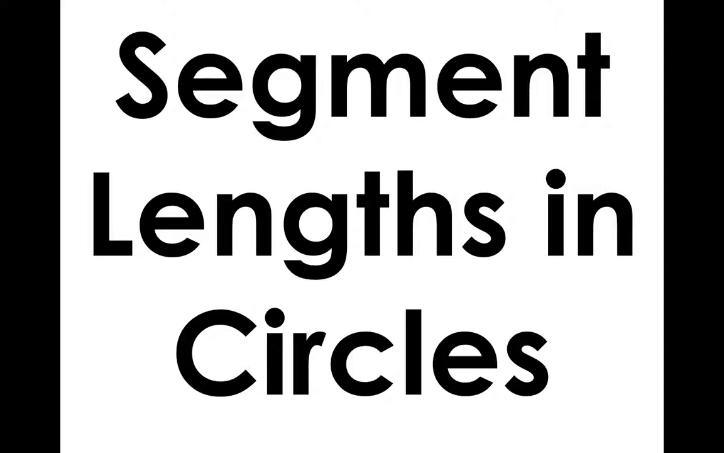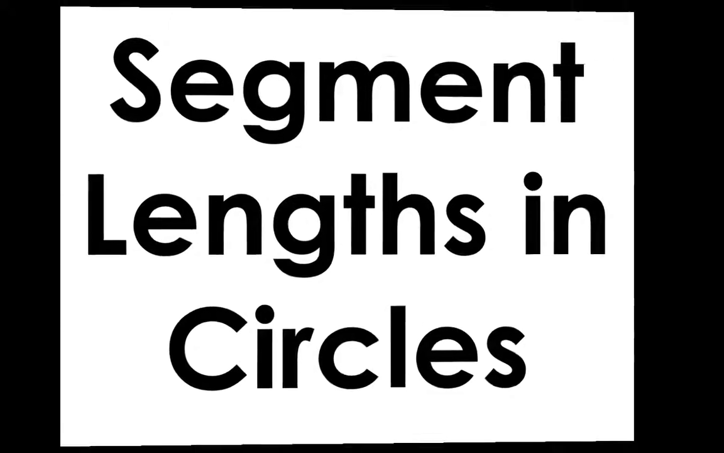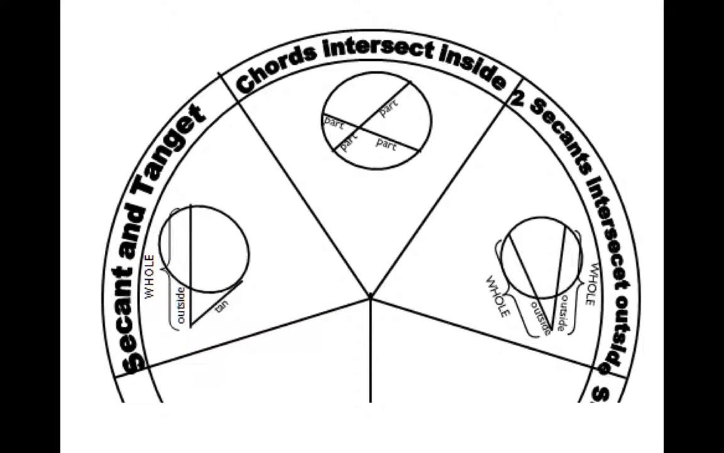Now let's turn on the back. So now we're talking about segment lengths and circles. And there are three different things that we're going to talk about with segment lengths. One of them is when you have a secant and a tangent. Now let's make sure we review both of these.